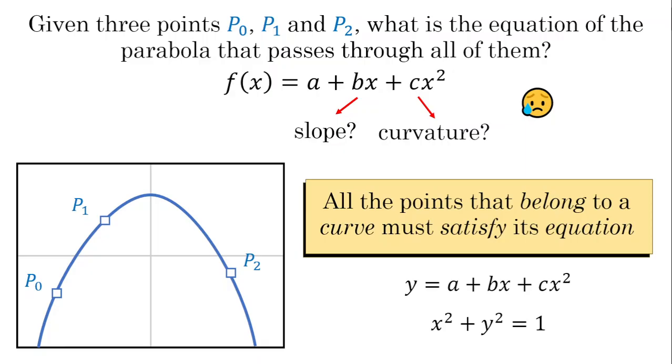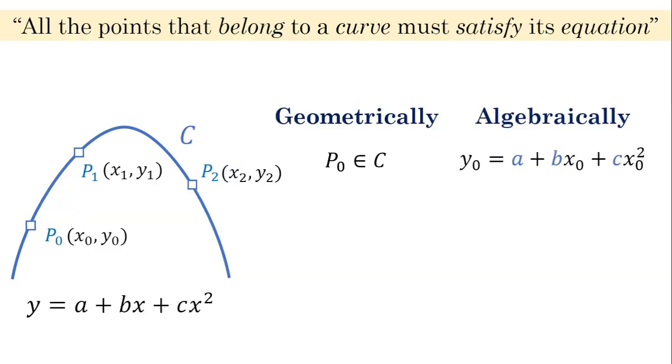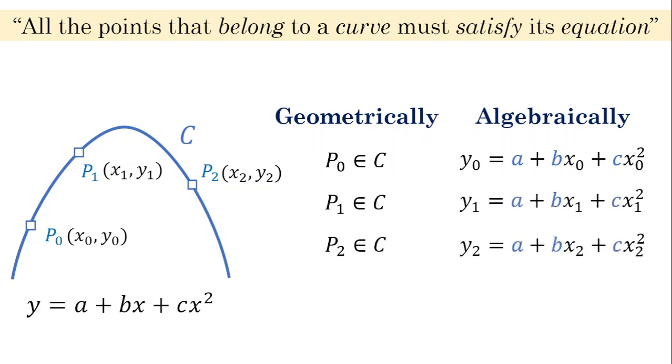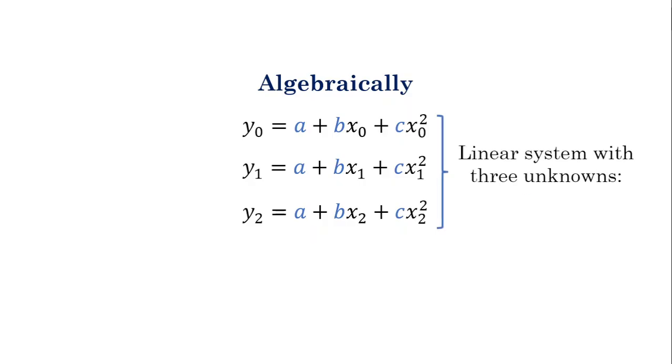So, if our curve passes through P0, then the coordinates of P0 must satisfy the equation. And we can say the same for P1 and P2. I know that may look a bit intimidating, but remember, we are solving for a, b, and c, and the values of x are known. So it's actually just a linear system with 3 unknowns.